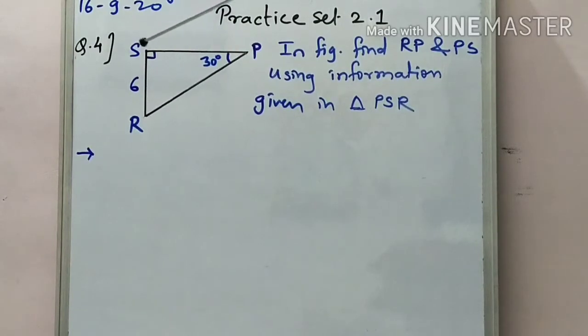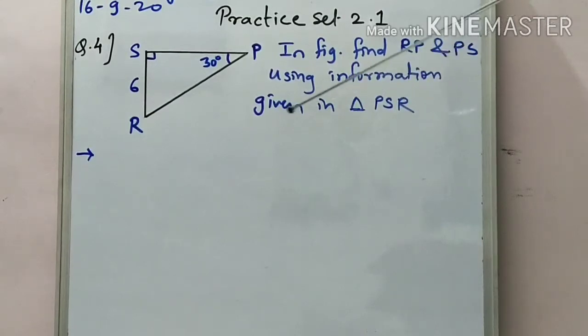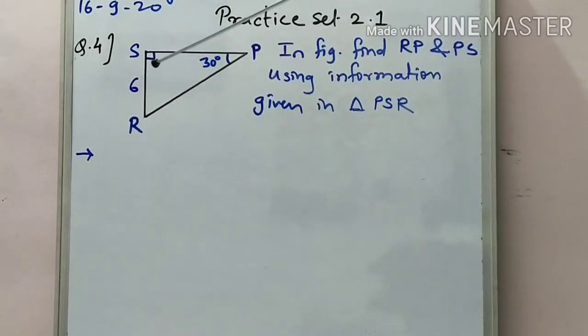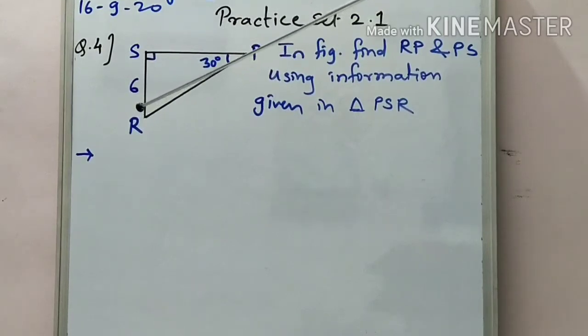Fourth example. In the figure, find RP and PS using the information given in triangle PSR. In this triangle PSR, we are given that angle S is 90 degrees and angle P is 30 degrees, and that side RS is 6. We have to find the remaining two sides, side RP and side PS.